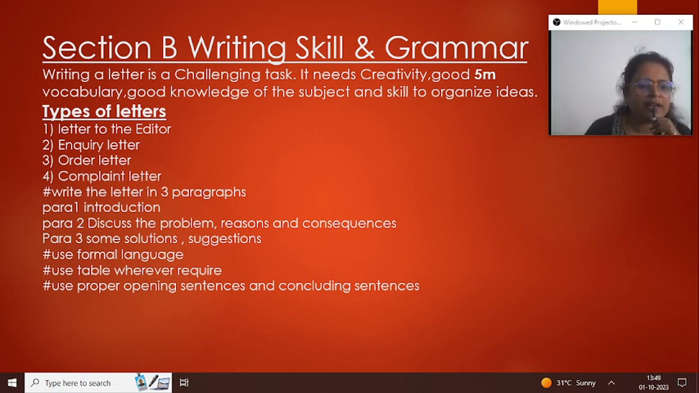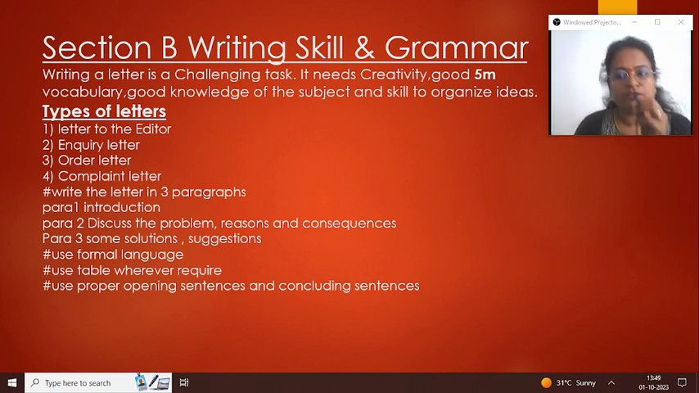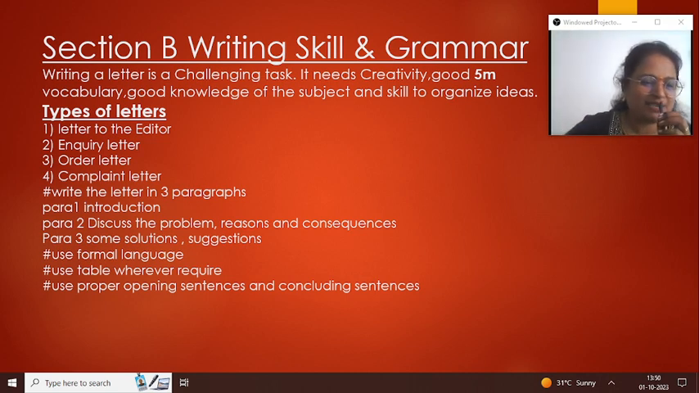If it is an inquiry, you can ask what exactly your inquiry is, what your questions are, and include that. Use formal language. We are writing formal letters, so it is compulsory to use formal language. Use a table whenever required.